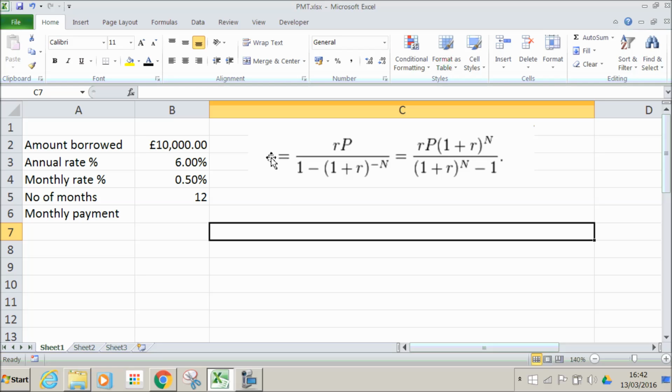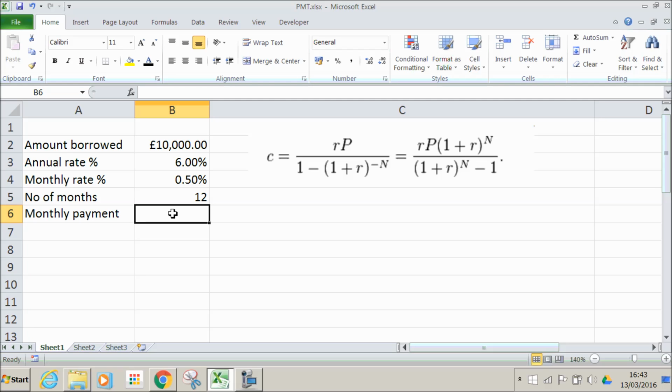C is the monthly payment, R is the monthly rate, P is the amount of money that was borrowed, and N is the number of periods. So to calculate the monthly payment, we could enter into cell B6 values corresponding to this formula. As you can see, this is quite complicated. So Excel has a formula that allows us to calculate this very easily, and the formula is called PMT.